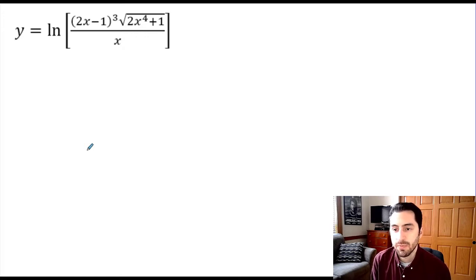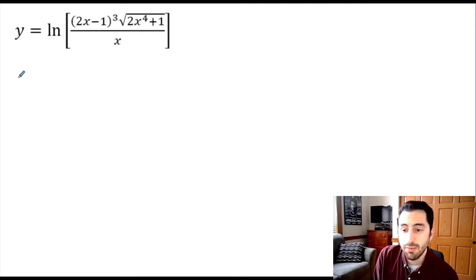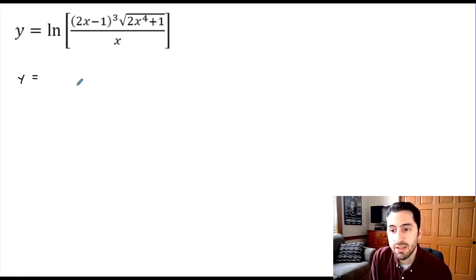Now, if I was going to try and take the derivative of this, straightforward, there'd be a combination of a lot of things. I would need the chain rule, the power rule, and a lot. But we can make this easier to work with by using our properties of logarithms. So the first thing we want to do is we actually want to expand this. So using our properties of logarithms, we can expand this out and make it more manageable.